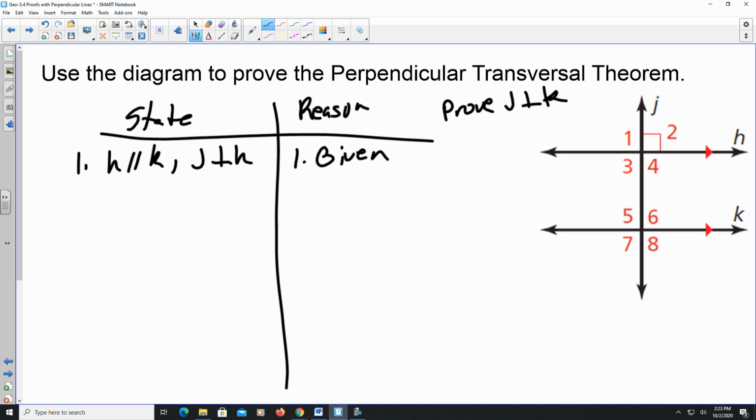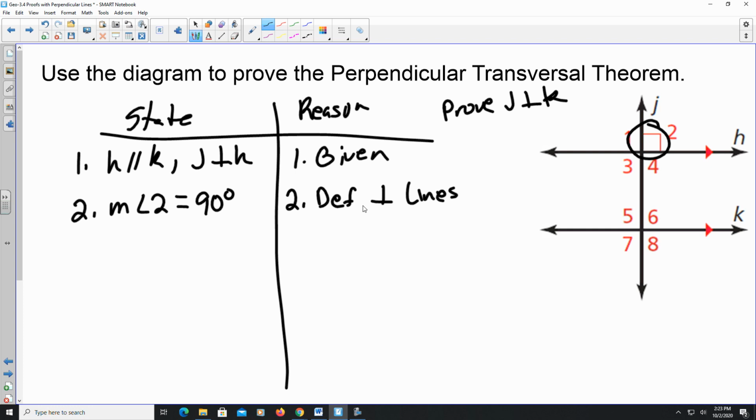Right off the bat, using some of the things that they show us, I see that we do have that right angle, in regards to angle 2. Since we have that right angle, I can then say that the measurement of angle 2 is going to be equal to 90 degrees. The reason for that is the definition of perpendicular lines, which means they intersect at 90 degrees.